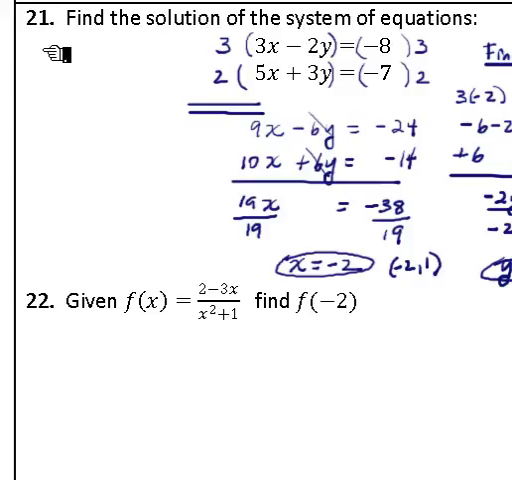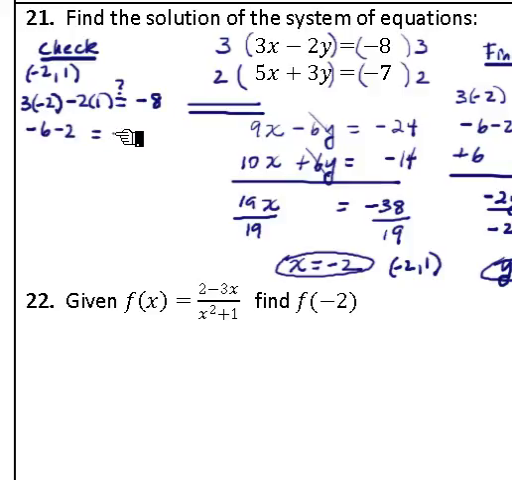And now let me show you how to do a check. Well, if we check, we have to substitute into both equations. So first, we want to substitute in minus 2, 1, let's say into the first equation. So we want to see, is 3 times minus 2 minus 2 times 1 equal to negative 8? All right, so that is minus 6 minus 2 is equal to negative 8, so that one checks.